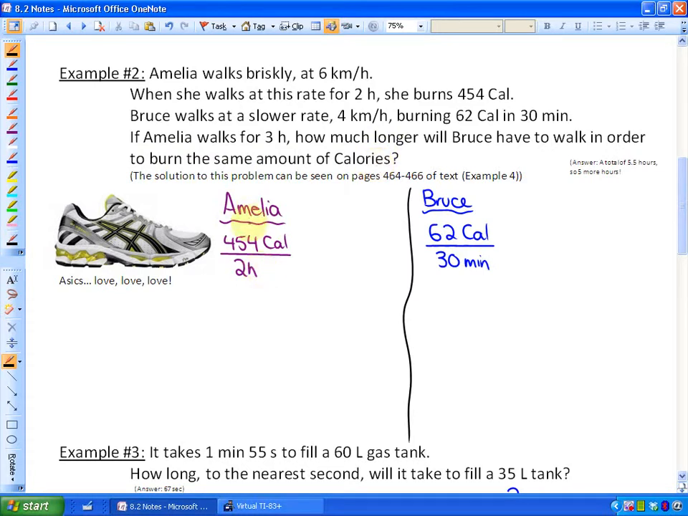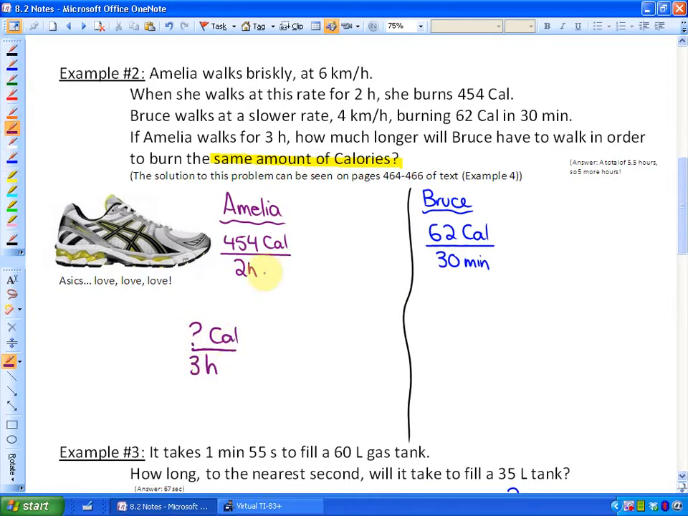So, first thing is just setting up these rates. Amelia is 454 calories in 2 hours, and Bruce is 62 calories every 30 minutes. We're not comparing the rates, however. What we're trying to do is get them to burn the same amount of calories. So first of all, we want to know how many calories. The goal for Amelia is how many calories she is burning in 3 hours, because it states that if she walks for 3 hours, how much longer will Bruce have to walk in order to burn the same amount of calories? Well, we need to know how many calories there are. In other words, Amelia burns how many calories in 3 hours?